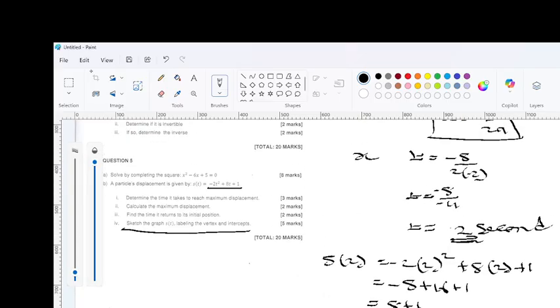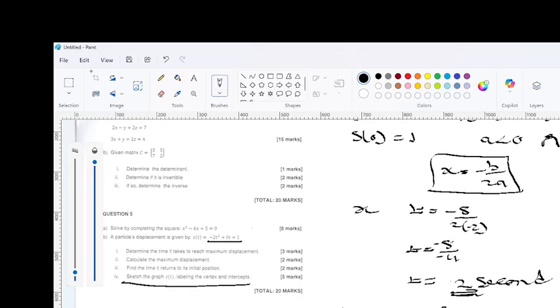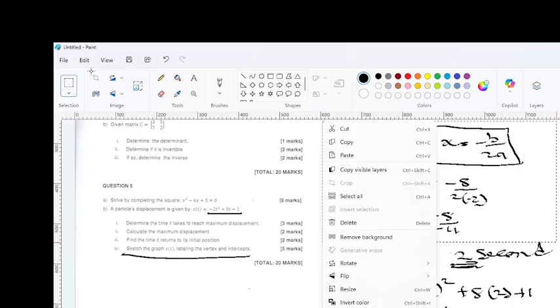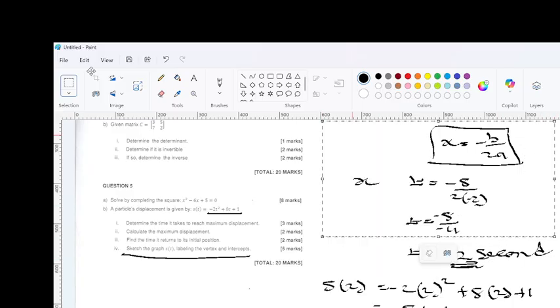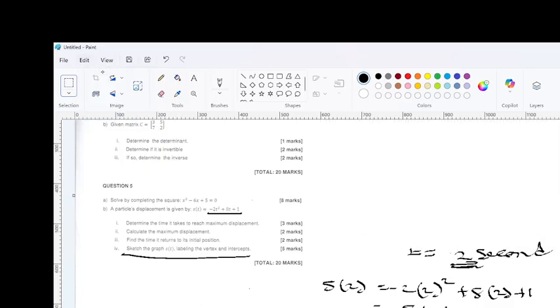Okay, returning to the initial position, how does it return to its initial position? So the initial position, let me erase this part. For it to be at the initial position, you know that t is equal to what? t is equal to 0. So that is the initial position.